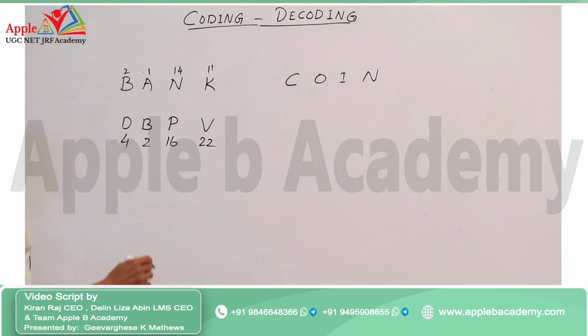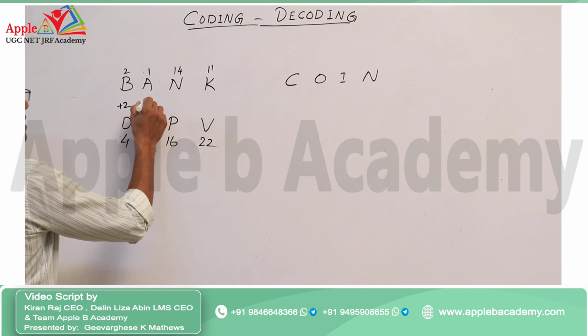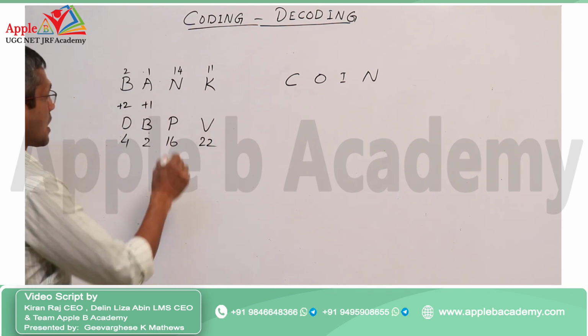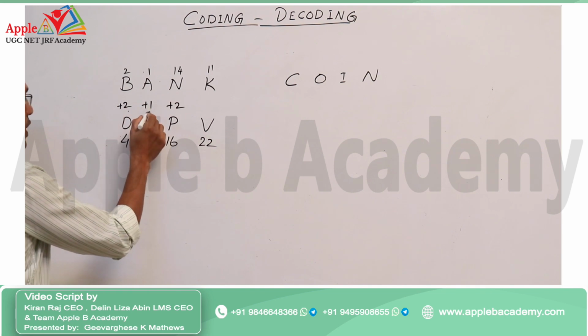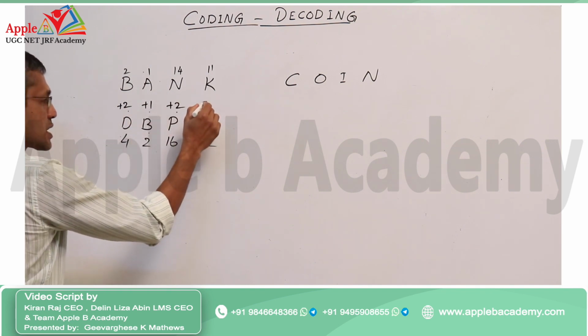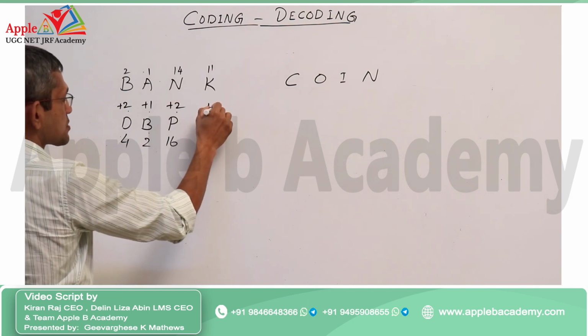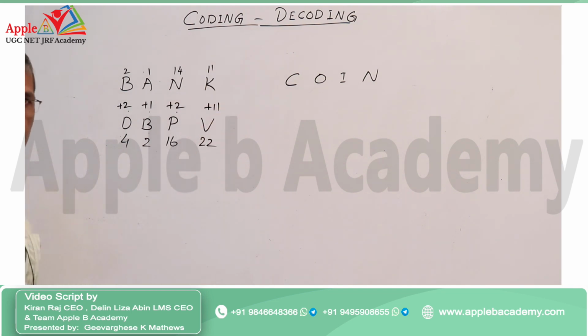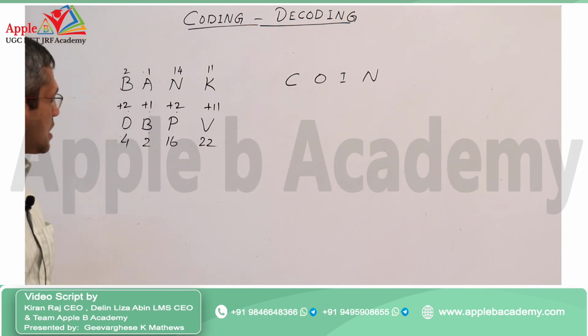Naturally, the first thing that comes to our mind is 2 plus 2 is 4, 1 plus 1 is 2, 14 plus 2 is 16. So it is 2, 1, 2. If the next one is 1, perfectly all right. But what we have is 11 and 22. So it's plus 11. So we don't see that pattern in that way.